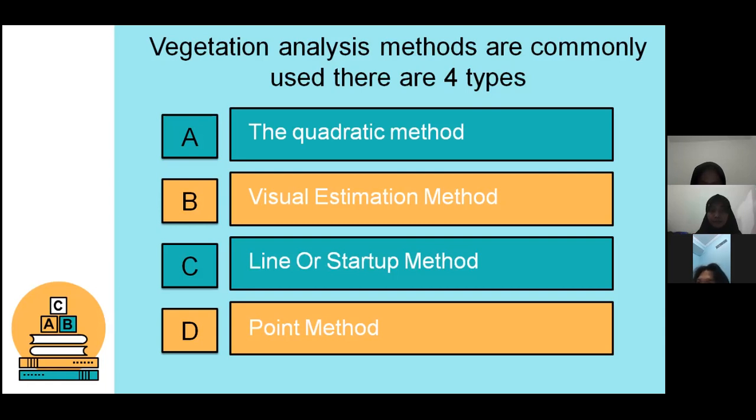Third, line or strip method. This method is actually similar to the quadratic method. It's just that the example plot used is elongated in the form of a bar or meter or scaled rope placed on the vegetation. Fourth, point method. The point method is a variation of the quadratic method that is reduced to infinity. This method is effectively used for the analysis of vegetation with low vegetation patterns.